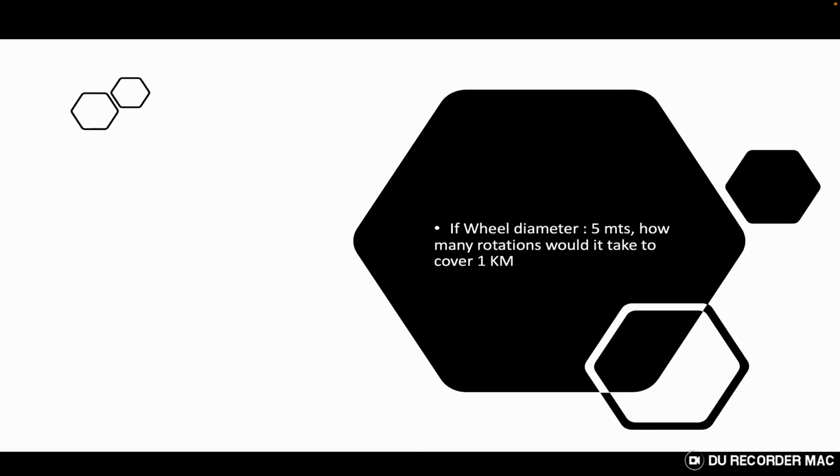It is basically one complete round. Let's say you mark 0 on your wheel, and then completely roll it over and see how far it goes. For a 5 meter wheel, how much distance will it cover in one rotation? If you can find that out, then you will be able to find how many rotations it would take to cover 1 kilometer.